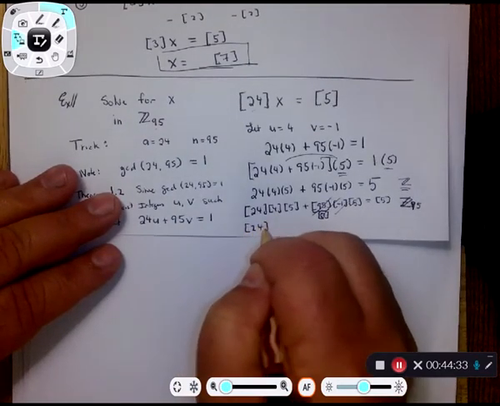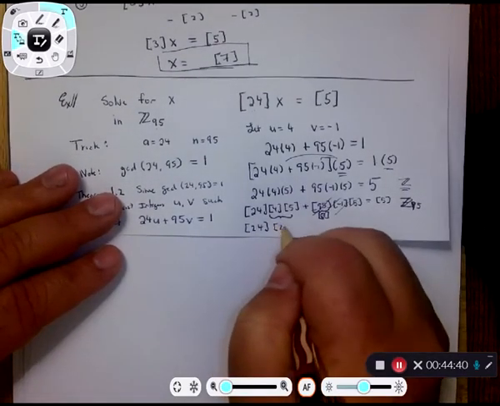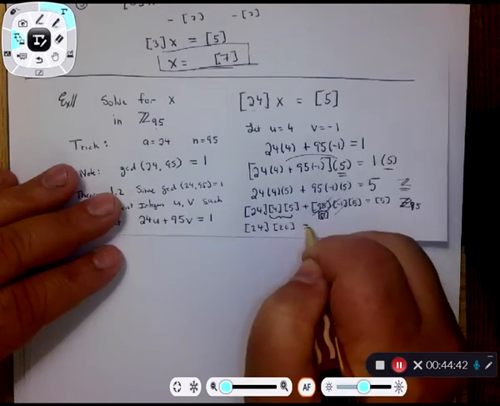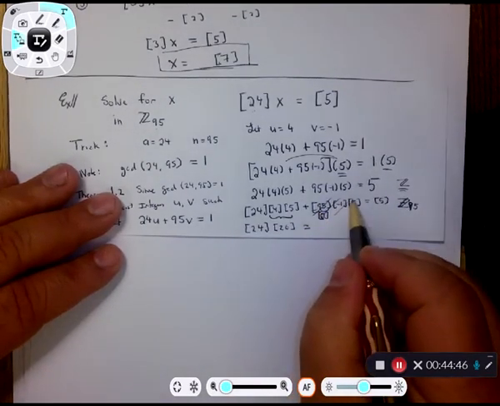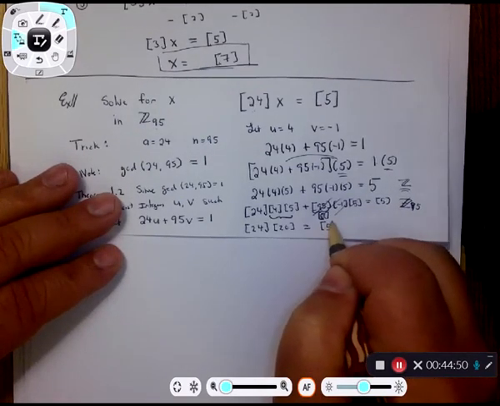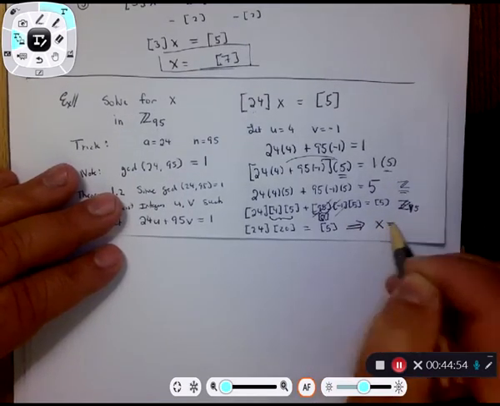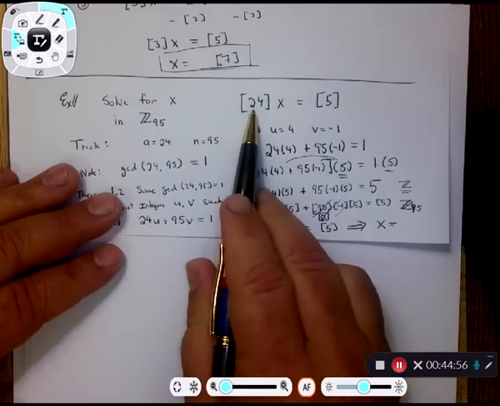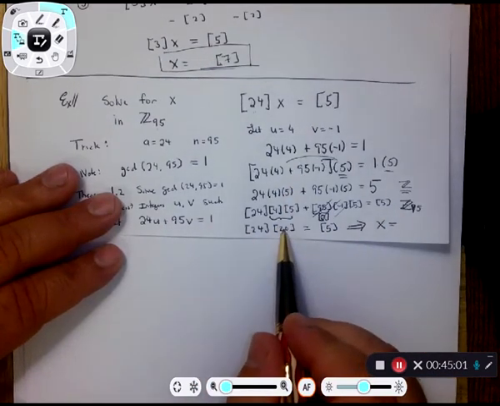24 times, and I'm going to put these two together, 4 times 5 is equal to 20, equals 5, because that Z mod 95 part is 0, and 0 times anybody is 0, so that goes away. This implies that x times equivalence class 24 is equal to equivalence class 5, and the answer is actually equivalence class 20.